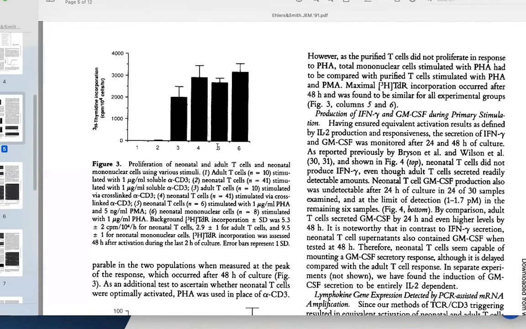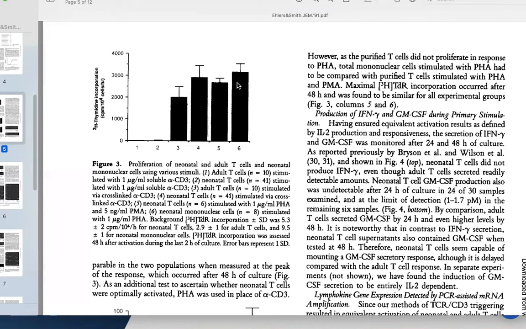And then in 5 and 6, we have in lane 5, neonatal T cells activated through PHA and PMA, which are known T cell stimulants. And then we have mononuclear cells, neonatal mononuclear cells. These are purified T cells, and these are mononuclear cells activated with PHA.